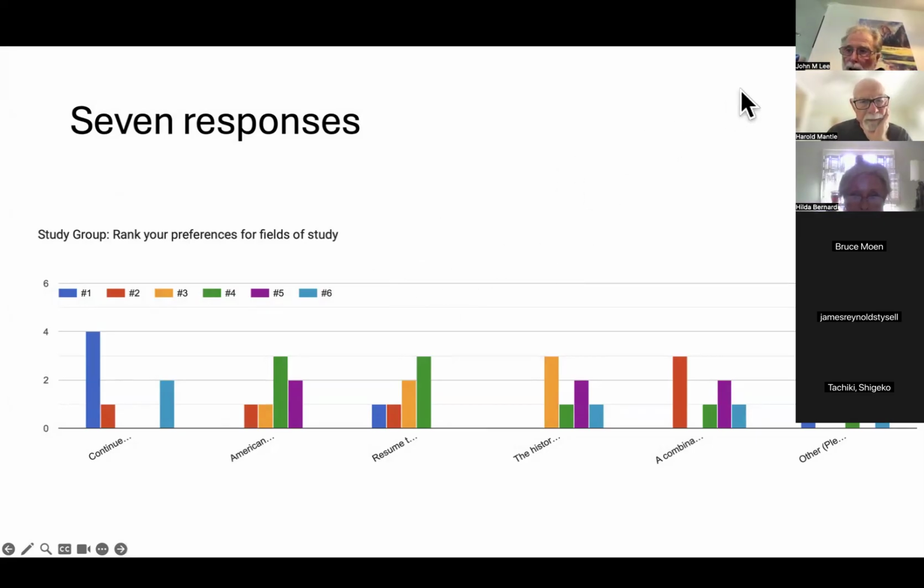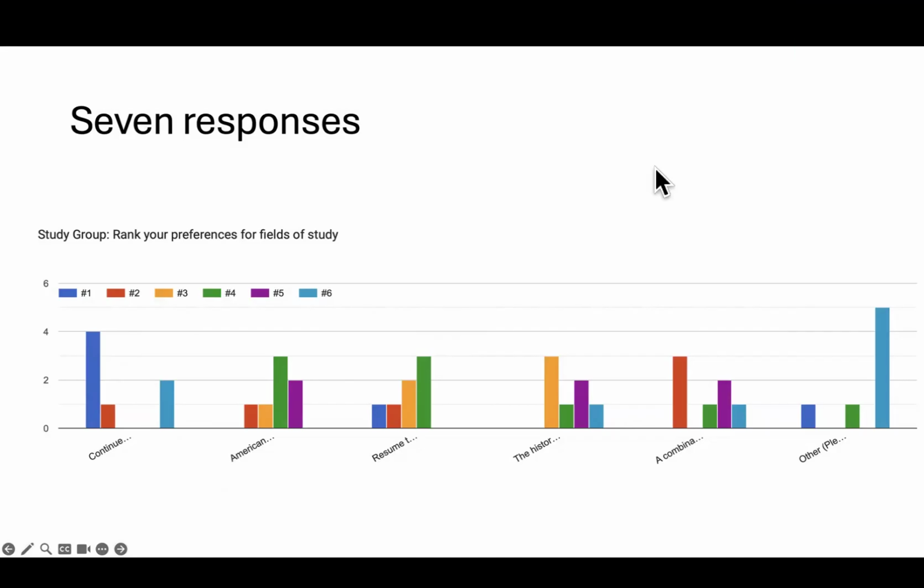Not huge statistical significance, but what I was looking for was the negative, if people wanted to do something else. But apparently most people are kind of satisfied with the way we stumble along here. So we'll continue, but obviously, if anybody changes their mind, be sure to let me know.